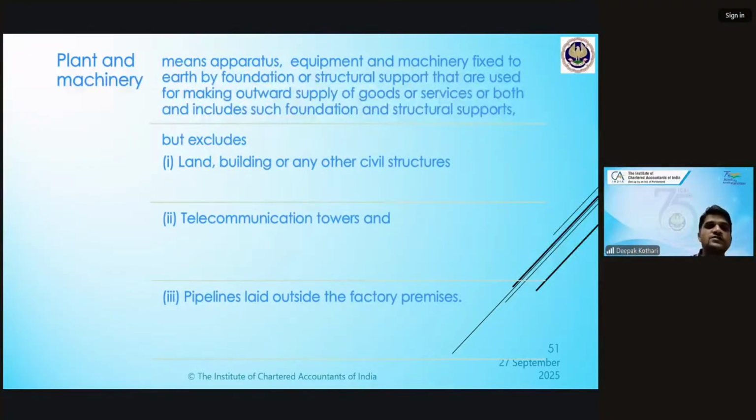Is fixation on earth mandatory? Yes, generally. It's a form of civil structure, natural resource extraction model. Right, Ashlisha.